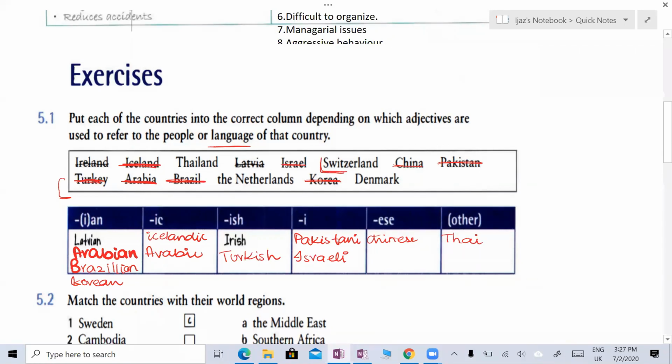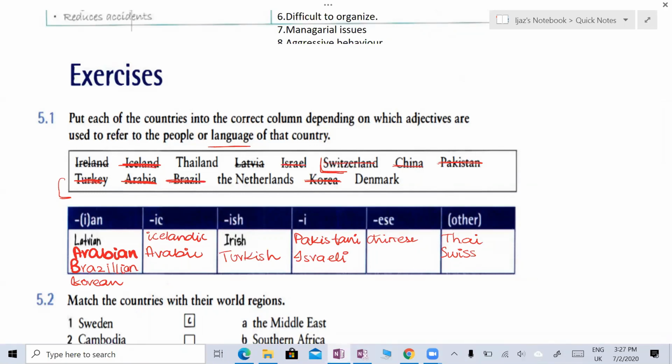Swids, Swede, Swid. Sorry, Swiss. Can we say Swids or Swid? Swift is, I think, a car. No, no, no. Swiss language. Swiss. Okay, there is another country that is Denmark.